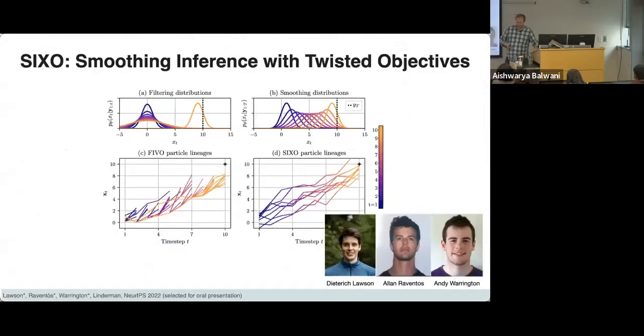So this is what we call 6.0. And I want to highlight the work was done by Dietrich, who's a grad student, and Dietrich and Alan, who are grad students, Andy, who's a postdoc in my lab. And we call it 6.0 because it's smoothing inference with twisted objectives. There's a whole history here. There was a method called 5.0 before. 6.0 is the natural successor to 5.0. So the twist is the X there.